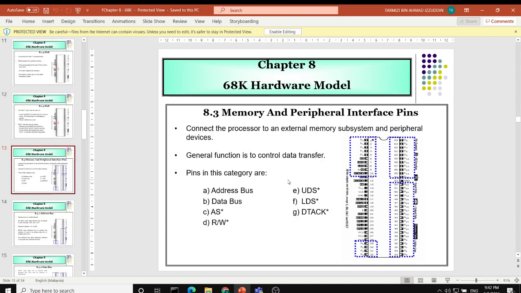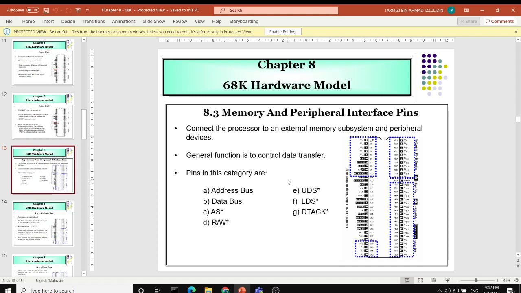Okay, next we're going to look at the memory and peripheral interface pins. These are basically pins that are connected to the memory bus, the memory via your data and address bus. They are used to connect your 68K to an external memory subsystem or peripheral device. The general function is to control the data transfer. Pins in this category are the address bus, data bus, and asynchronous read-write, UDS, LDS, and DTACK. We're going to look at these pins later on.